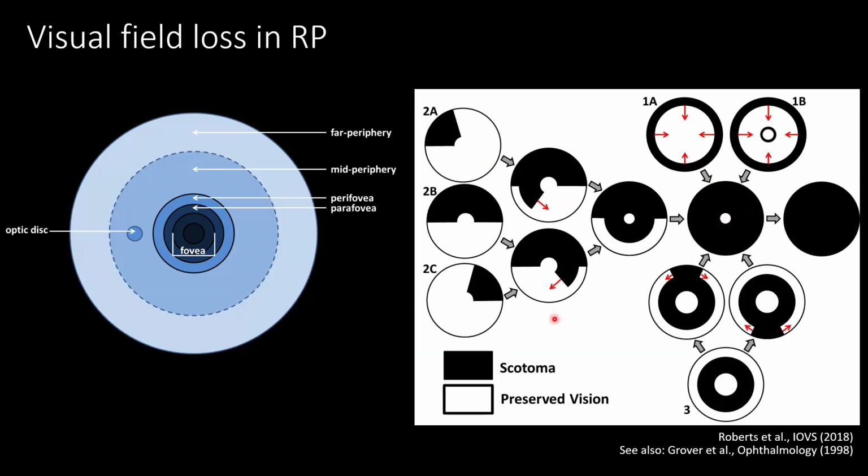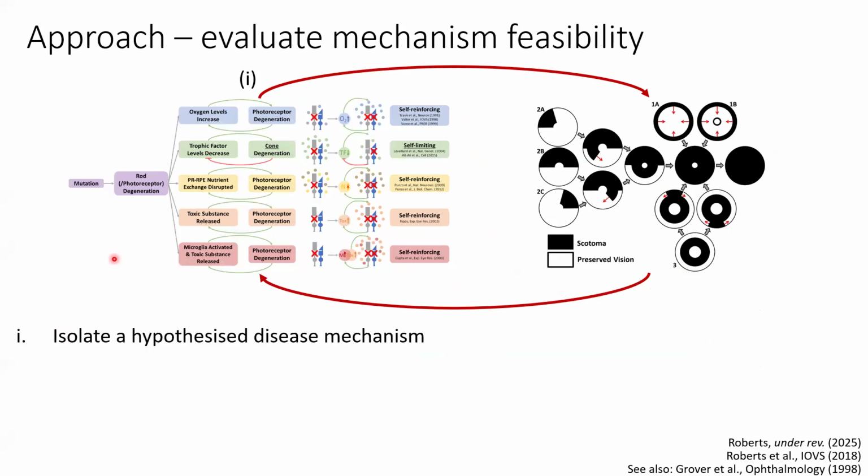So the approach that I'm going to take then is firstly to use mathematical modelling to isolate a particular disease mechanism. I'll do this first with oxygen toxicity and secondly with cone degeneration.